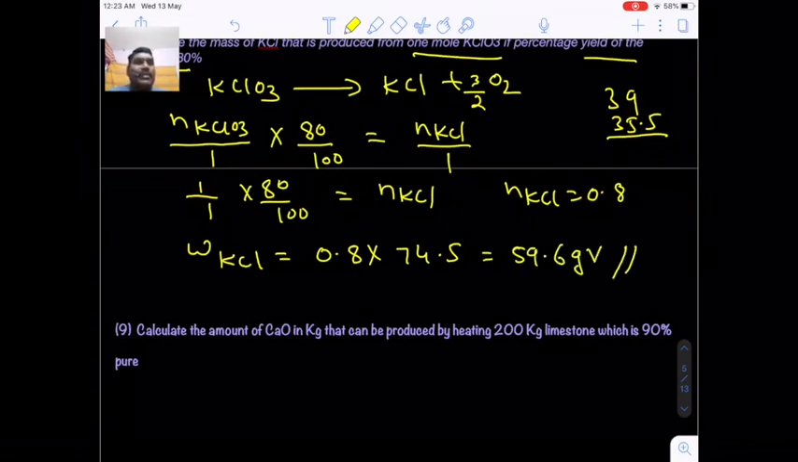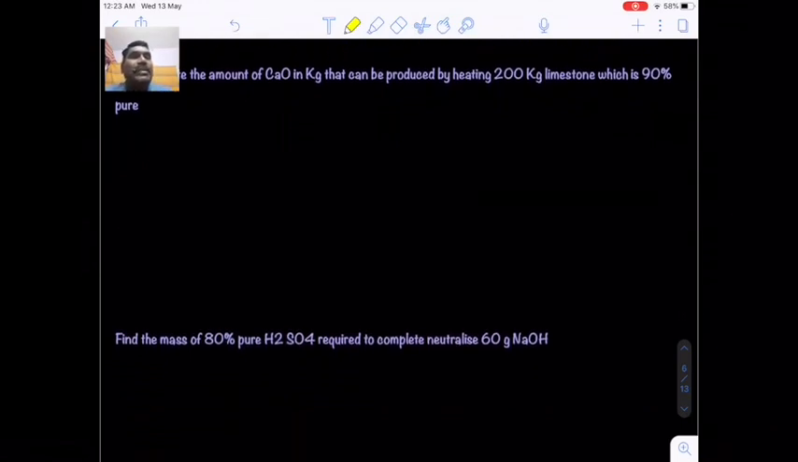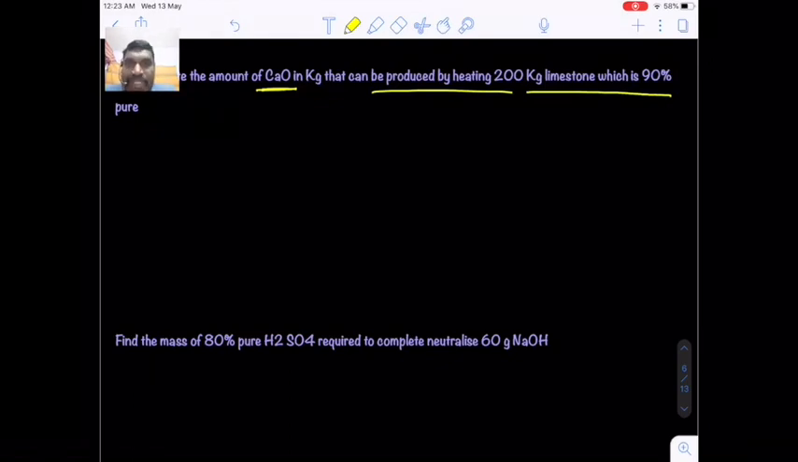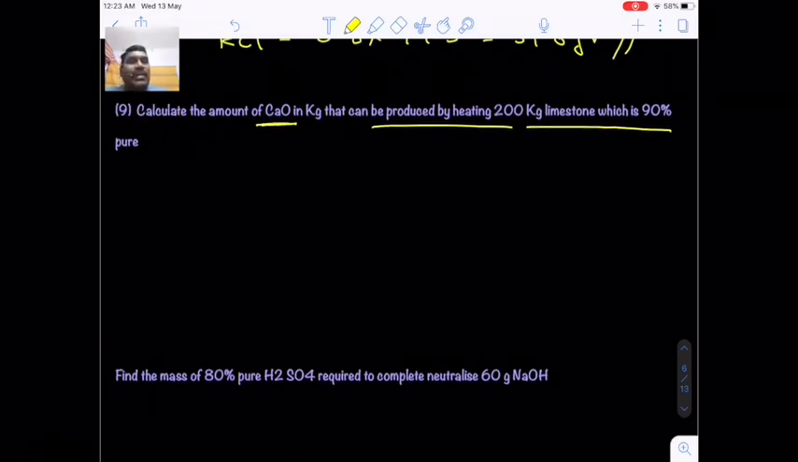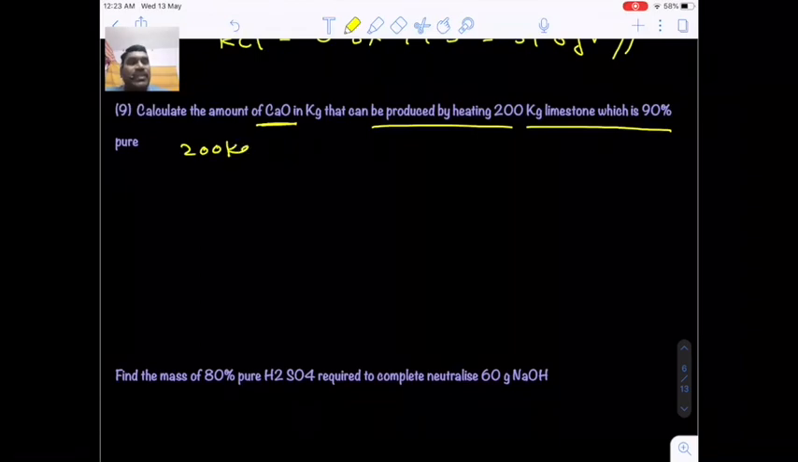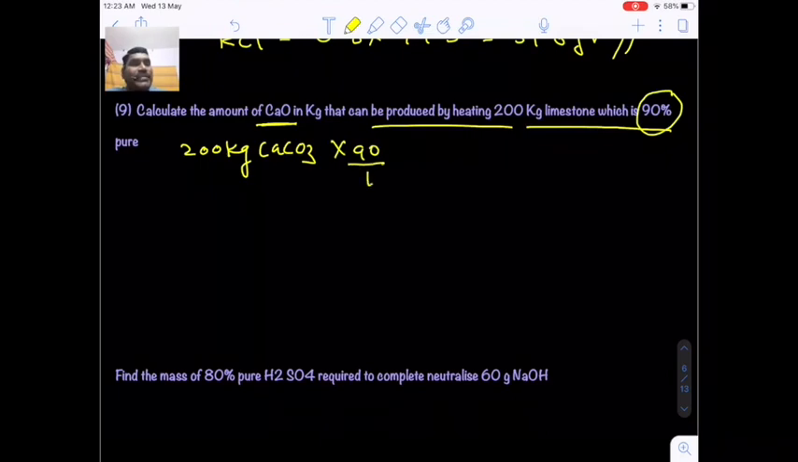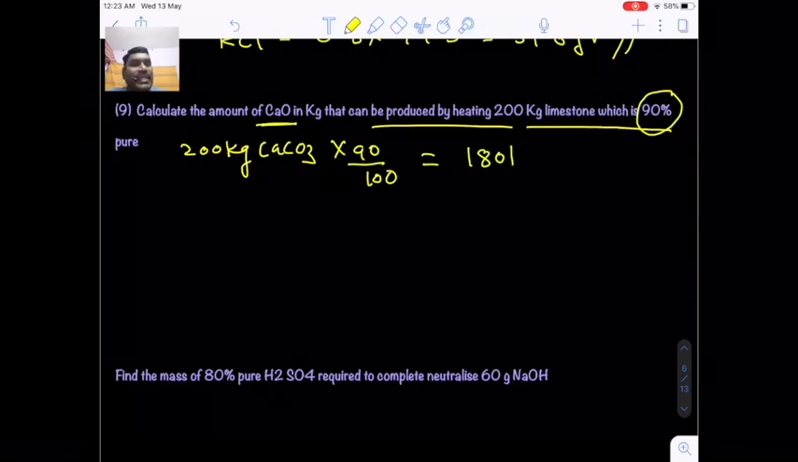Okay. Now come to the next, 9th problem. Here, calculate the amount of CaO, that is the quicklime, which can be produced by heating 200 kilograms of limestone which is 90% pure. First of all, what is the weight of the limestone given to you? 200 kilograms of limestone. But it is not 100% pure. It is only 90% pure. So that's why I am multiplying with 90%. So 180 kg actual limestone you have. Are you getting my point?